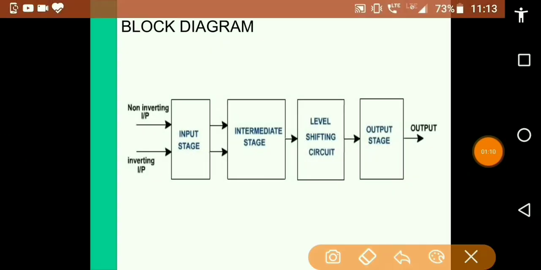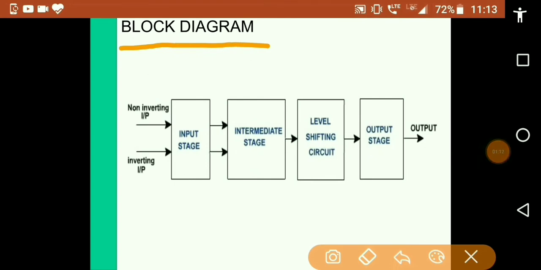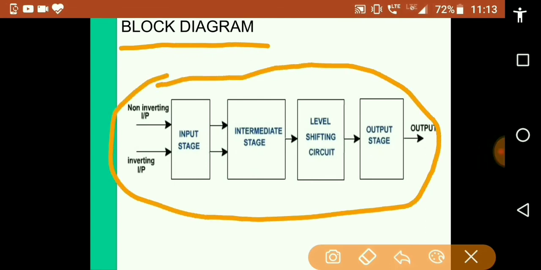This is the block diagram of operational amplifier. In the block diagram there are 4 blocks or 4 stages. First stage input stage, second is intermediate stage, third is level shifting circuit, and fourth is output stage. There are 2 types of input in operational amplifier: non-inverting input and inverting input. So this is the block diagram of operational amplifier.